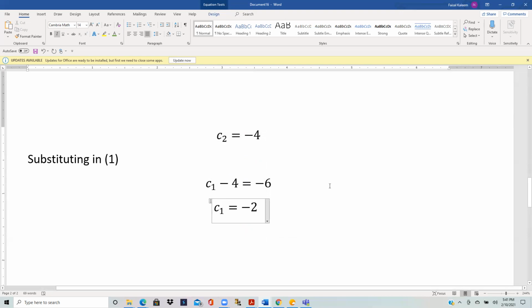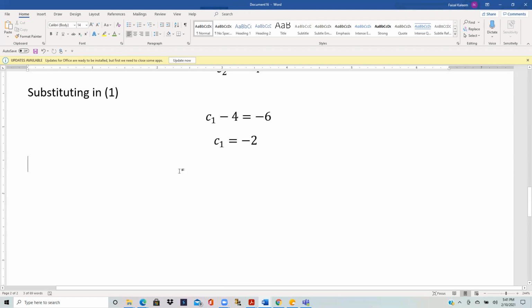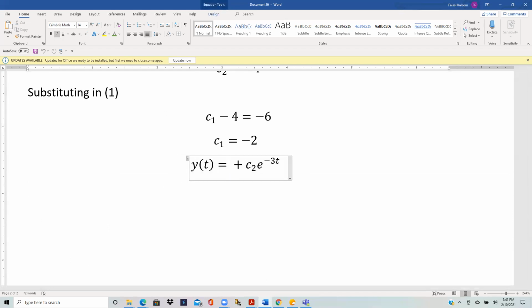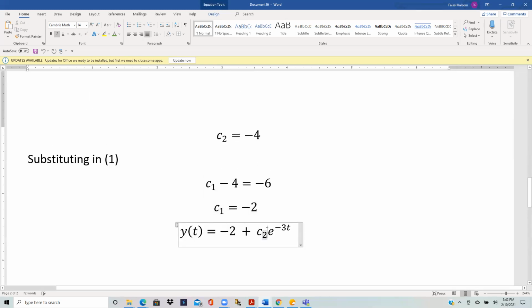Now we have both the constants. We substitute that in the general solution. So this was the general solution. C1 is negative 2 and C2 is negative 4. So y of t equals negative 2 minus 4e power negative 3t.